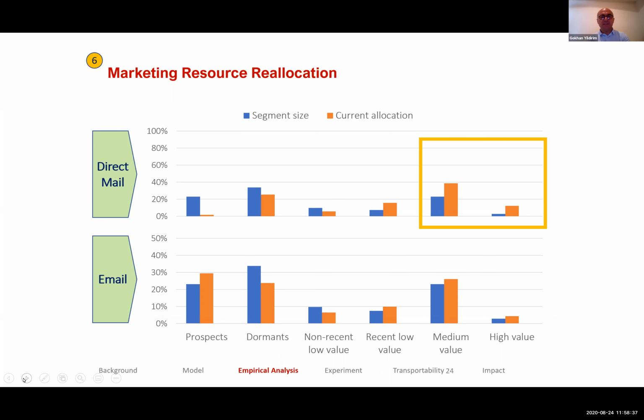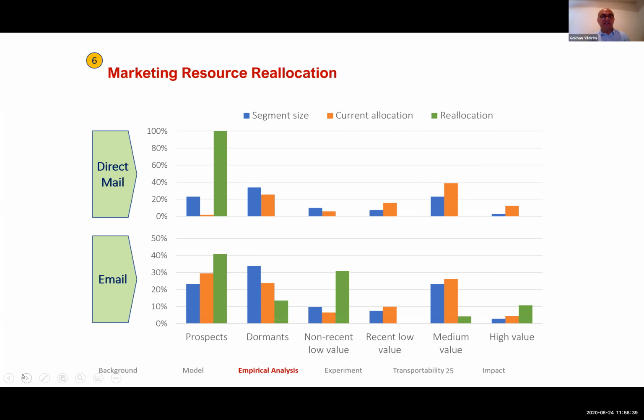Let's move on. What we recommended, right? Based on our model findings, this is what we recommended to L'Occitane. Direct mail campaigns should only be sent to prospects, right? Interesting. Email should be used for almost all customer segments, but not according to the segment size necessarily. So let's move.